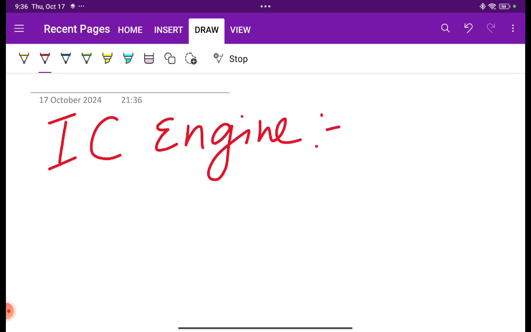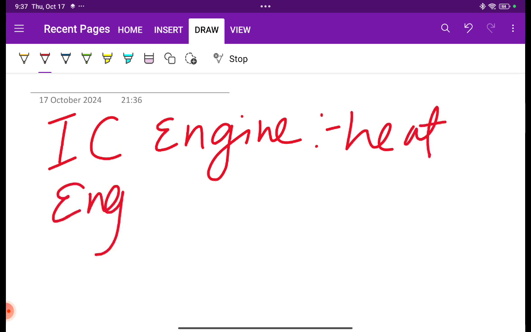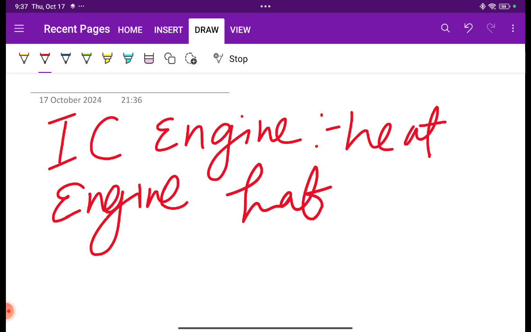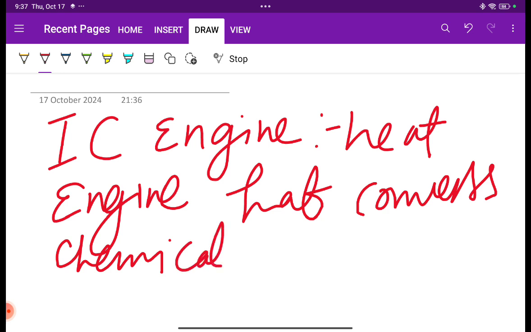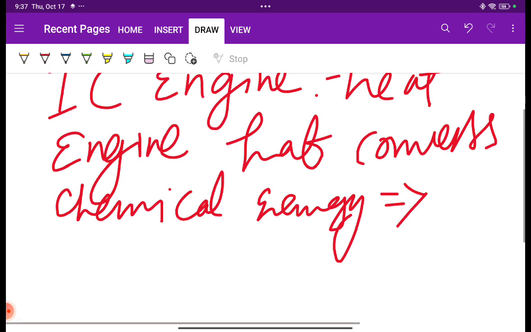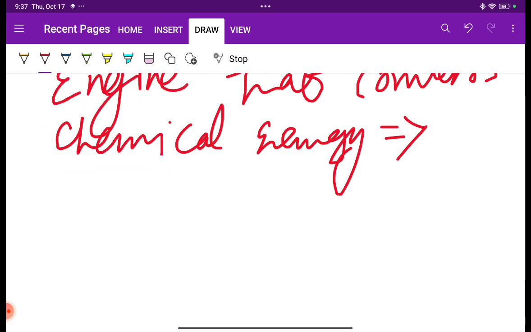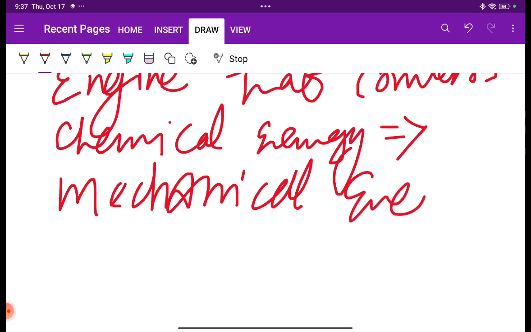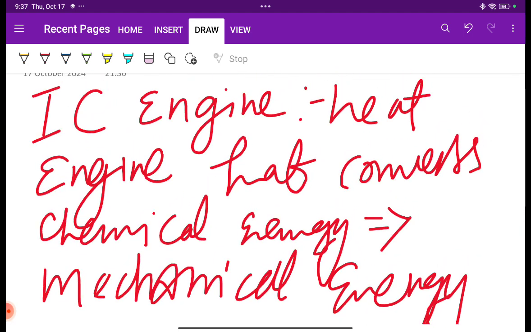So IC engine is a heat engine. It's a heat engine that converts chemical energy into mechanical energy.